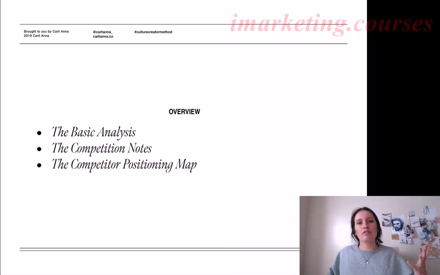Okay, let's do a quick overview of the competition analysis. What it includes is the basic analysis, which is where you're just going to really be lining up your competition side by side and talking about the voice, the values, and the similarities and differences. You're going to be doing the competition notes, which is basically a chart for putting everything that doesn't fit into the basic analysis into a chart and just getting it on record. The next part is the competitor positioning map, which is where your client is really going to be able to see where they stand next to their competitors in a visual and easy to read way.